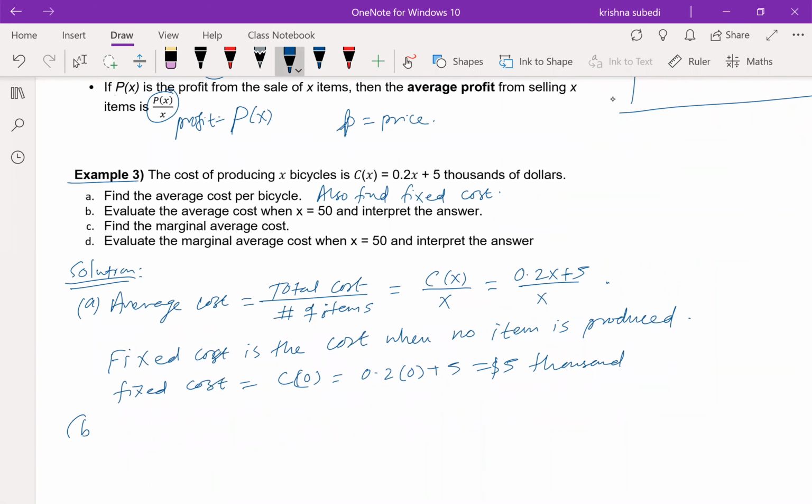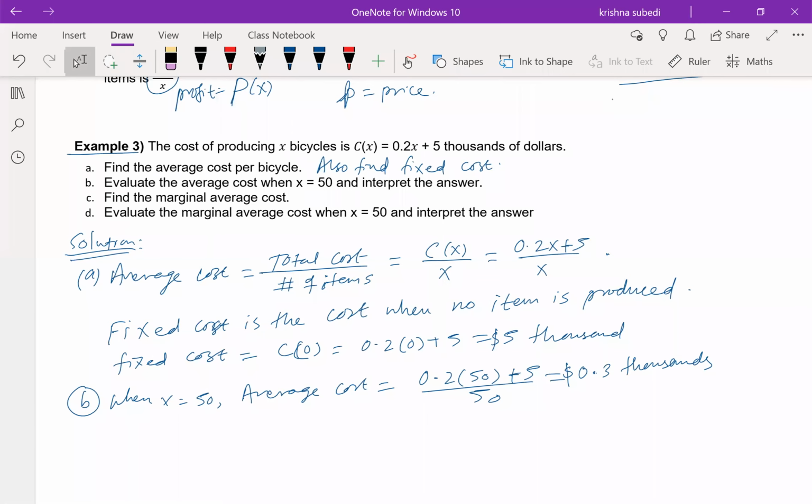Now let's move to part B. Evaluate the average cost when X equals 50 and interpret the answer. So when X is 50, average cost equals 0.2 times 50 plus 5, over 50. And how much is that? I believe this is 0.3. And since the unit is 1,000, that is 0.3 thousand.